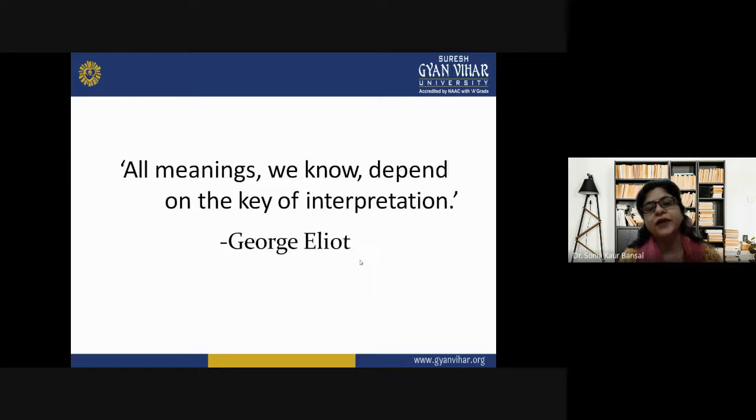Now, before starting, first of all, a very beautiful definition is on your screen. All meanings we know depend on the key of interpretation. It is given by George Eliot.